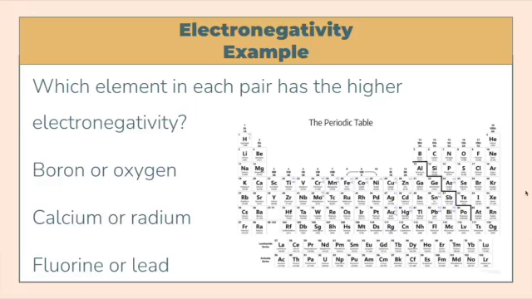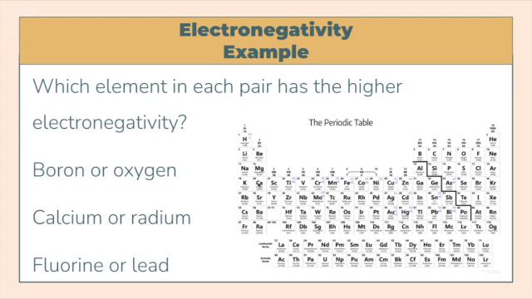Let's go through another set of pairings. We want to know which one has the higher electronegativity. So looking at boron and oxygen, these are both in the same period. So we're comparing protons. Oxygen has more protons than boron, which means that it has greater Coulombic attraction, which means that it's going to have the higher electronegativity. Any bonded electrons are going to be more attracted to oxygen's nucleus than boron's.